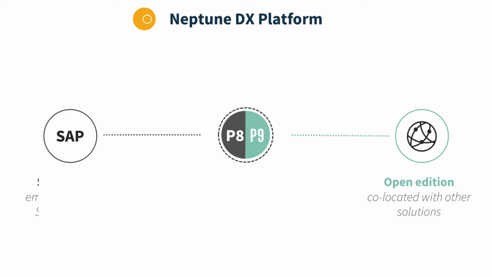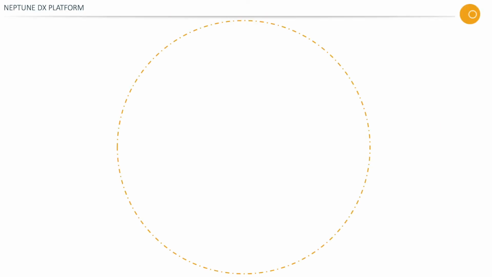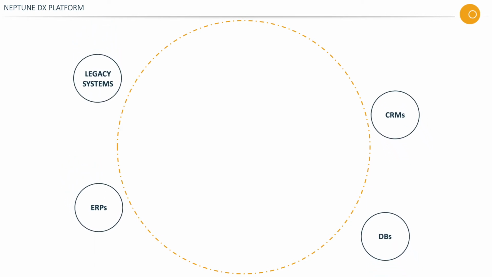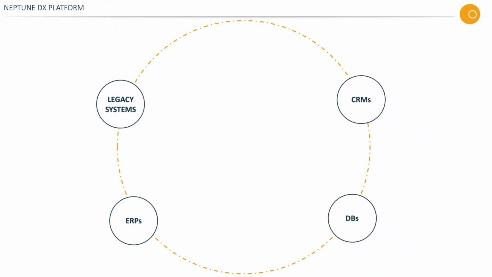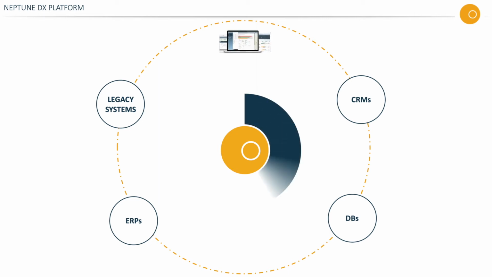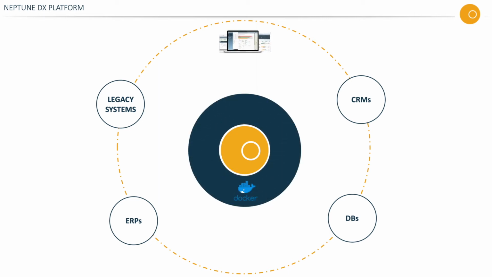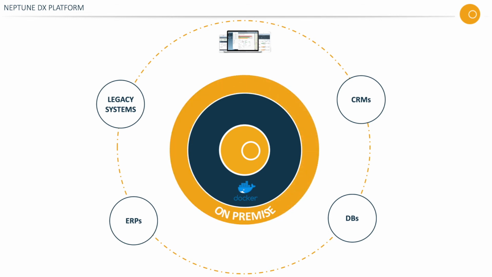Planet 9 is the open edition. It can be co-located with all the other solutions that the enterprise has in place. If you think of the IT landscape, it is a combination of legacy systems, ERPs, databases, and also CRMs. This requires an integration tool. By adding the Planet 9 module into your landscape and leveraging container technology for scale, you'll be able to host it on-premise and also on any of the hyperscalers.